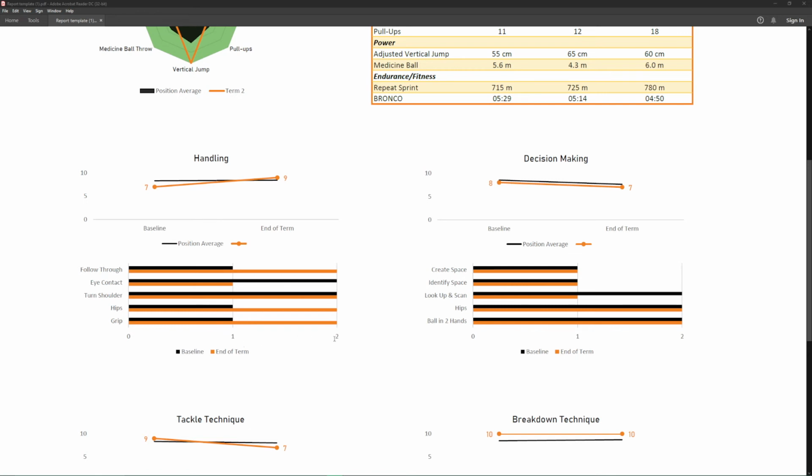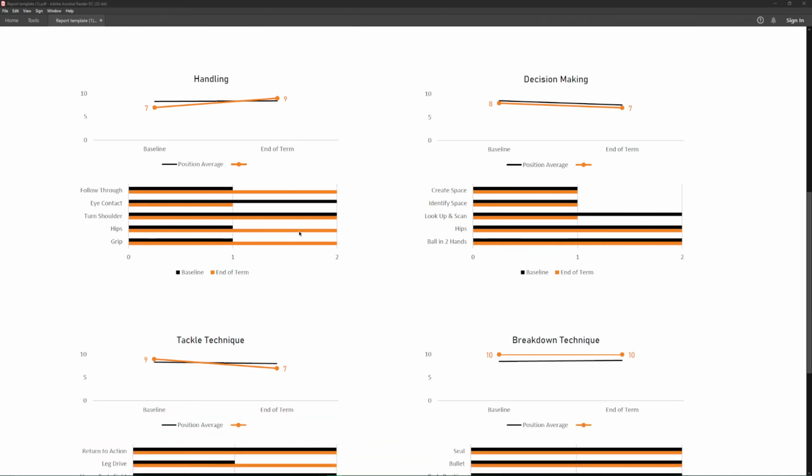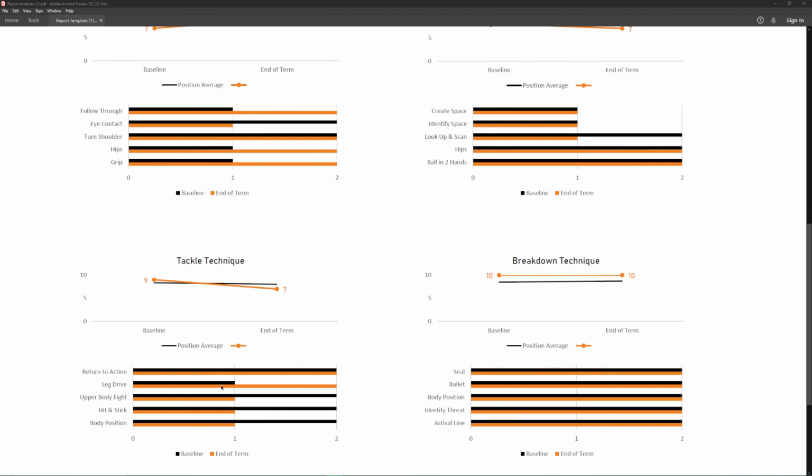And obviously 2 being fully competent and he has the skill. So if we look at this graph, it's comparing baseline in black to his score at the end of term 2. So we've got the follow-through score. So his baseline was 1, and at the end of term 2 he scored a fully competent. And that gives you more information on each of the 5. 5 times 2 gives us a total score of 10 where they get scored on. And the same can be done for all of these charts.